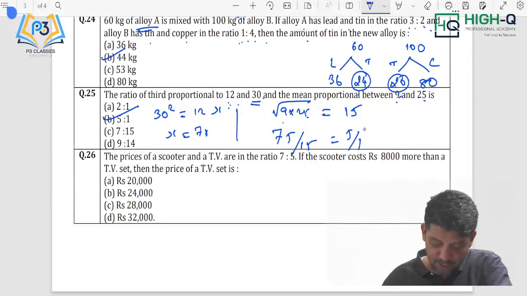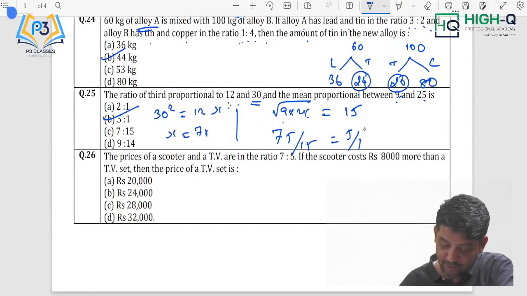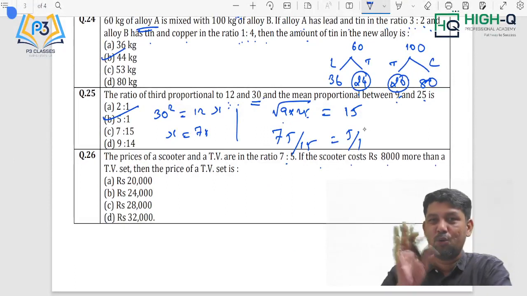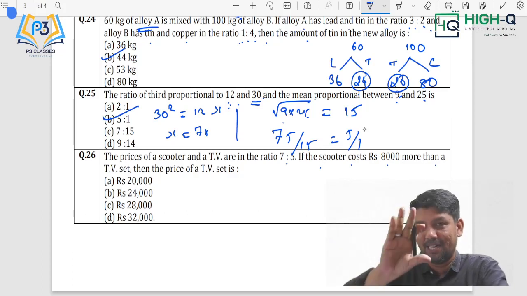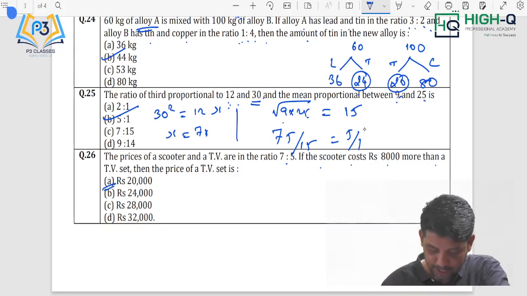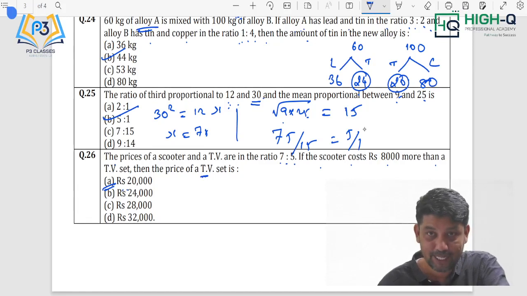Next, the prices of scooter and TV are in the ratio 7:5. If the scooter costs 8,000 more than TV set, what is the cost of TV? Don't use any other method, directly use the trial and error method. Take option A, my dear. TV and scooter is what? 7:5. So here TV price is 20,000 rupees. That is what I am taking as an option.